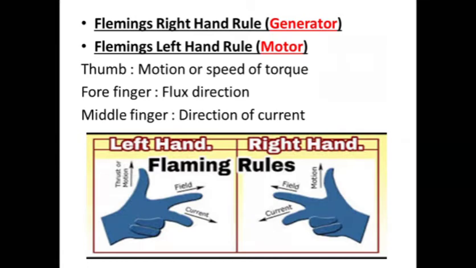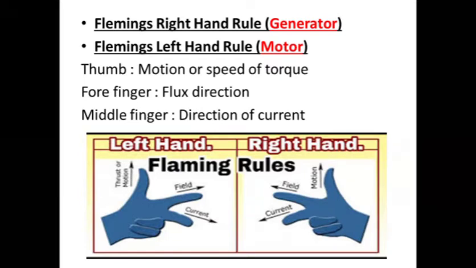Please try doing that with your fingers. I hope you are doing that. They will be mutually perpendicular at 90 degrees, and in case of a motor we should use Fleming's left-hand rule. The same setup is done using the left hand. For a generator, we give mechanical input and get electrical output, and for a motor, the opposite.